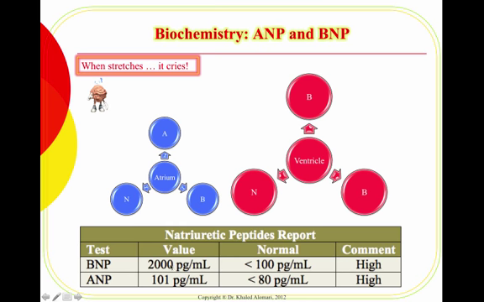And so this patient, for example, has 2,000. So anything above 100 is bad. Anything above 500 is even worse. And the higher the number, the worse the condition.